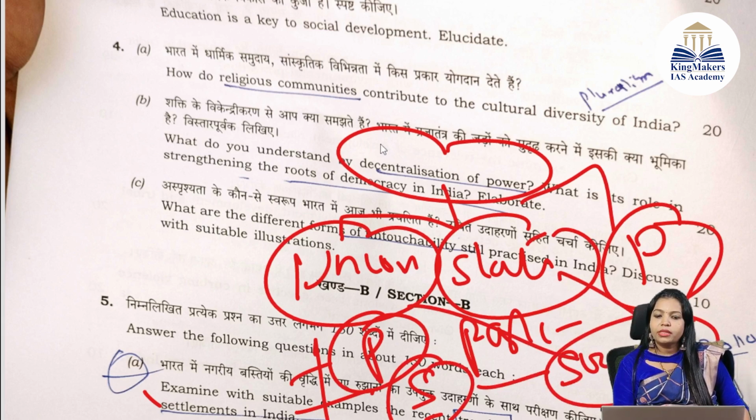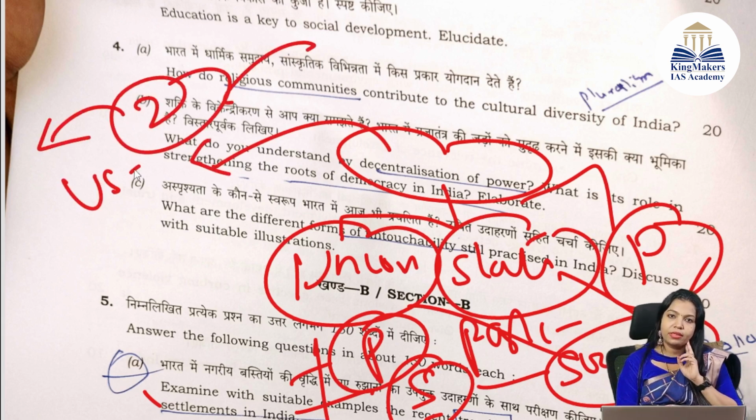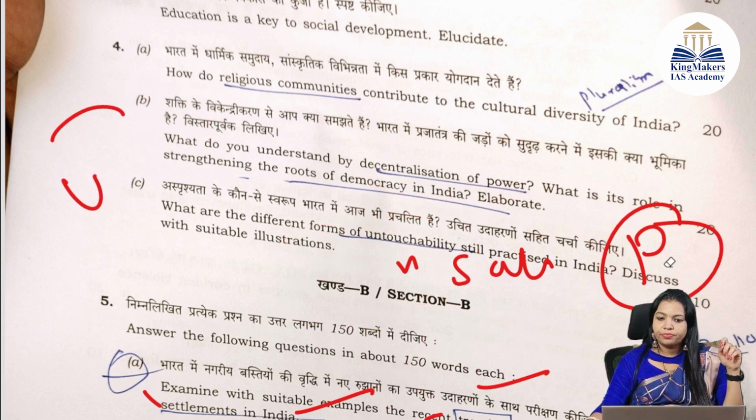Also you can say the decentralization of powers in the US was at two tiers, one was the state, and there was a total separation of power. So this is the GS content we are bringing here.